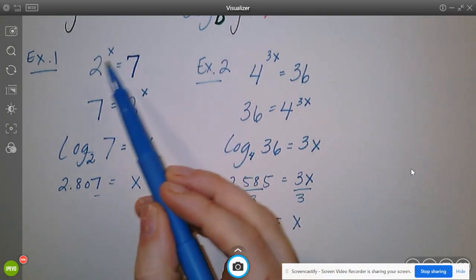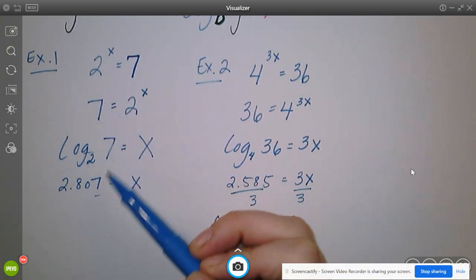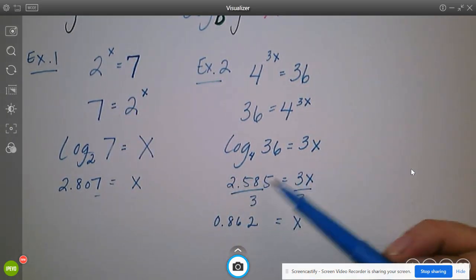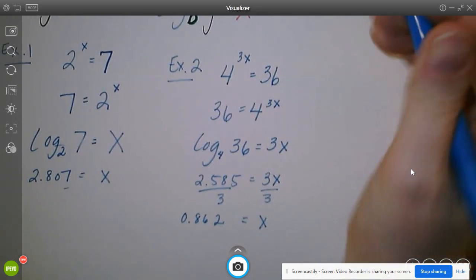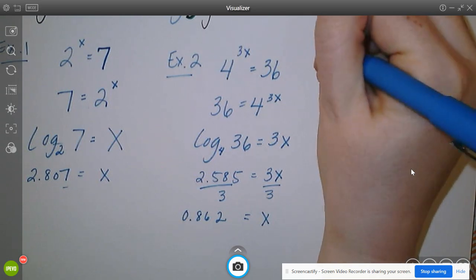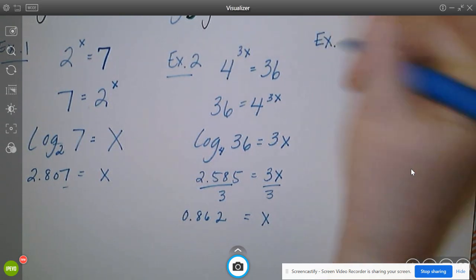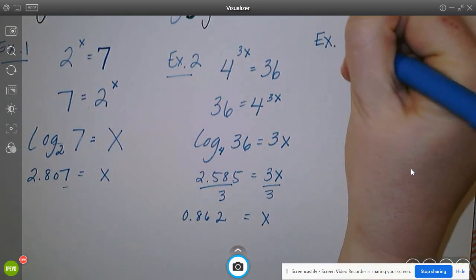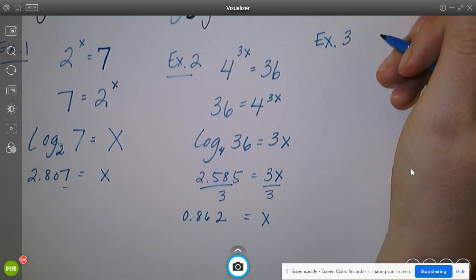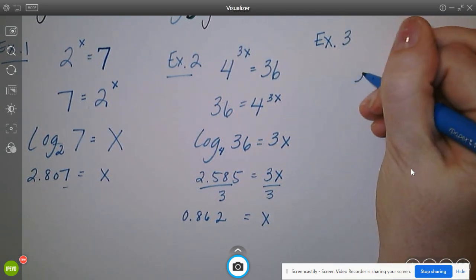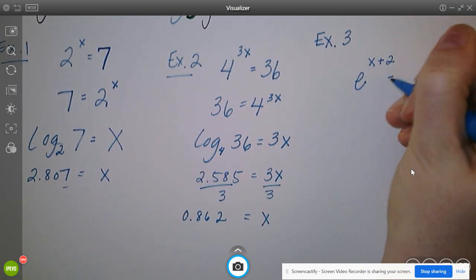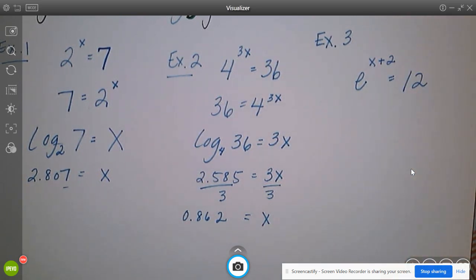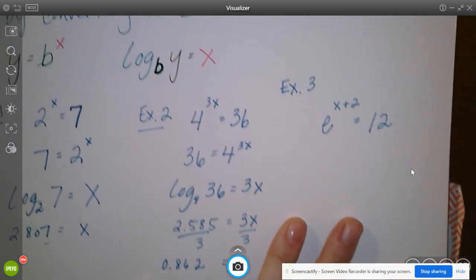This one was just straightforward. There was no step after you put it in Desmos. With the last one, after you put it in Desmos, you still had to solve for x. So let's do one with that natural log, your new friend. Natural log, that base e. Okay, so let's say my problem is e to the x plus 2 equals 12. All right, so this is my last problem.